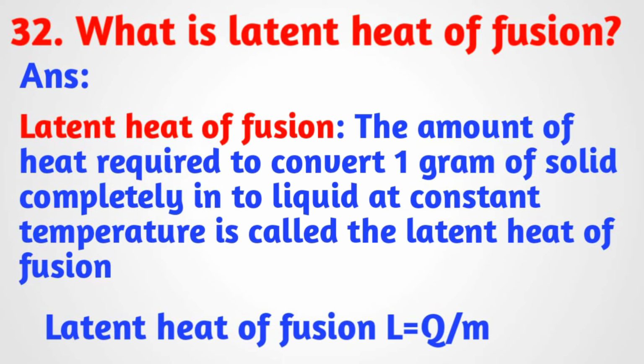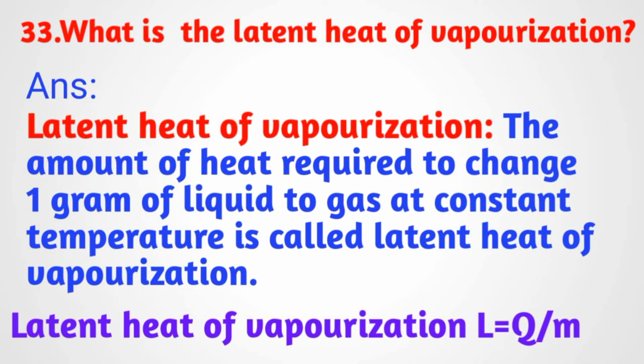What is latent heat of fusion? The amount of heat required to convert 1 gram of solid completely into a liquid at constant temperature is called the latent heat of fusion. Latent heat of fusion L is equal to Q by m. What is the latent heat of vaporization? The amount of heat required to change 1 gram of liquid to gas at constant temperature is called latent heat of vaporization. Latent heat of vaporization L is equal to Q by m.